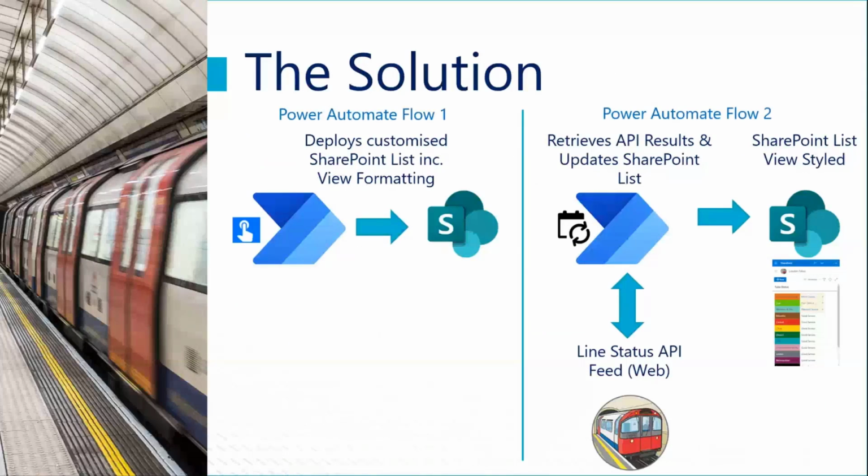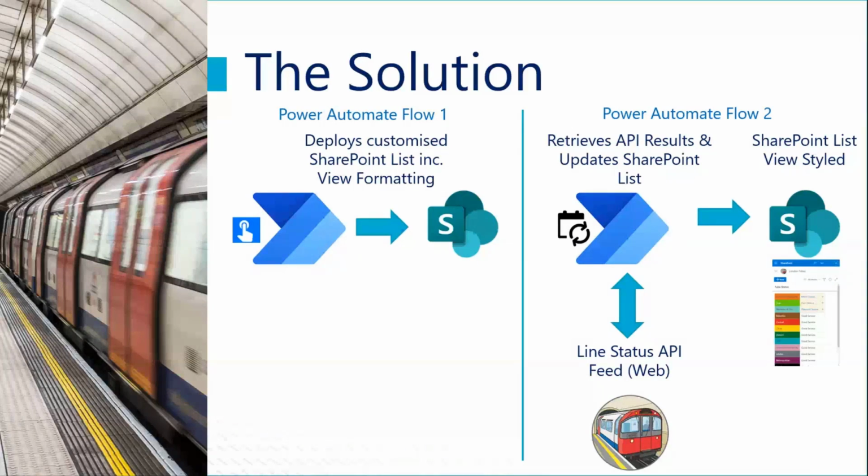I will use these diagrams to explain the solution. My solution, which consists of 2 template Power Automate flows, is very quick to install and would take less than 15 minutes to install and configure on your intranet. So we have Power Automate Flow 1. This is run one time only, and it deploys the customized Tube status SharePoint list, including all the fields, views, and view formatting required for this solution. And then we have Power Automate Flow 2, which does the heavy lifting.